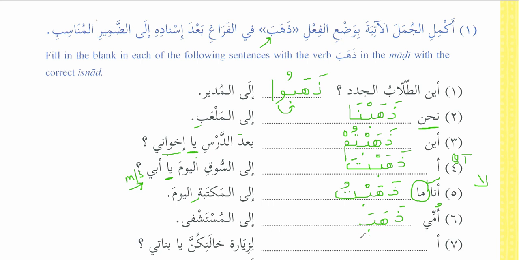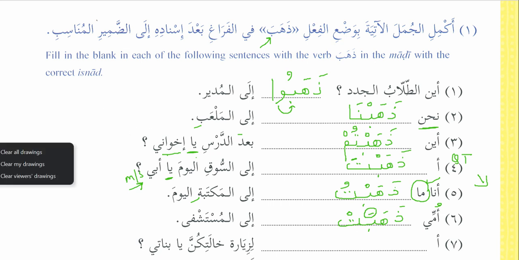What about the sign that this verb is being used for feminine singular? The ta of femininity, ta ta'nith, comes into existence here. Dhahabat. So you can see the fatha is maintained on the ba. Now let's see other questions.